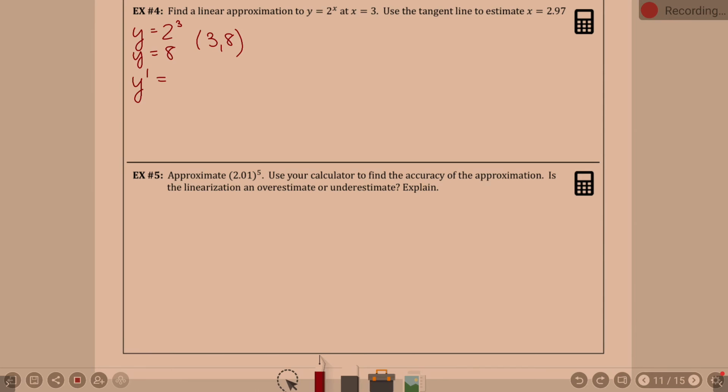Okay. Pop quiz. Derivative of 2 to the x.